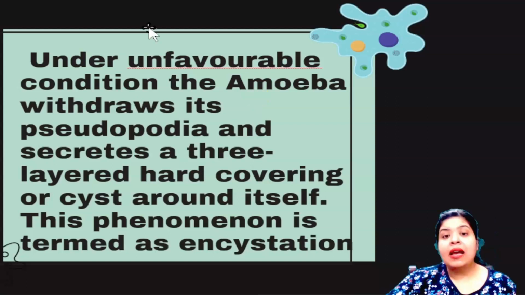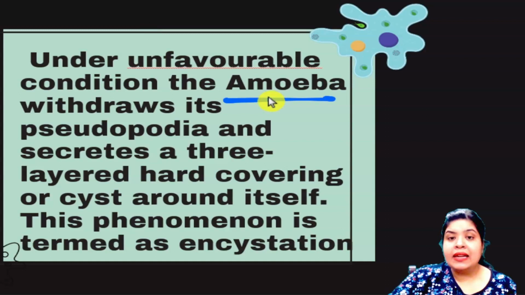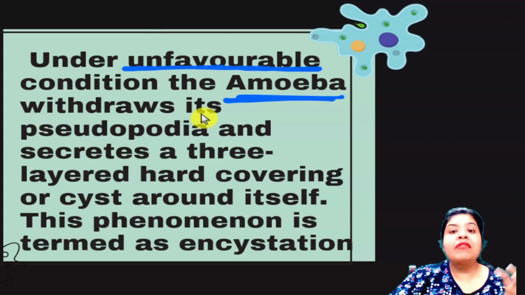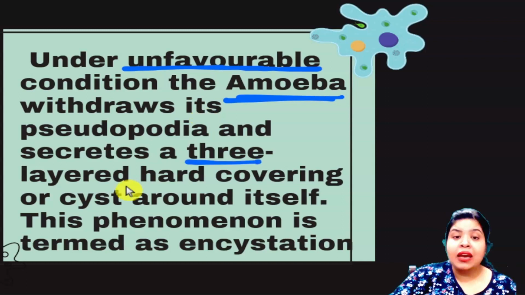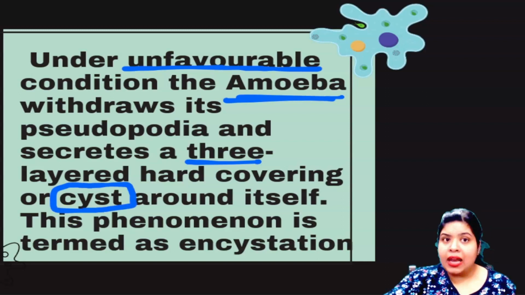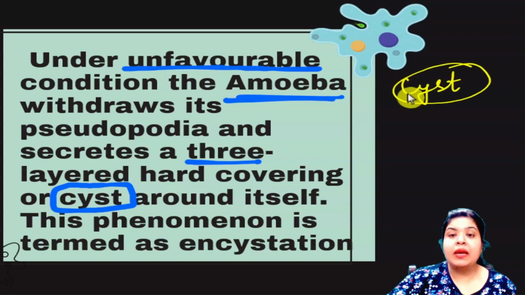Next is, what happens in unfavorable conditions in amoeba? So organisms like amoeba, in unfavorable conditions, withdraw their pseudopodia, and they secrete a three-layered hard covering which is called the cyst. Okay, so in such organisms, when the environmental conditions are not favorable for them, what are they doing? They are withdrawing their pseudopodia. So this is the pseudopodia.